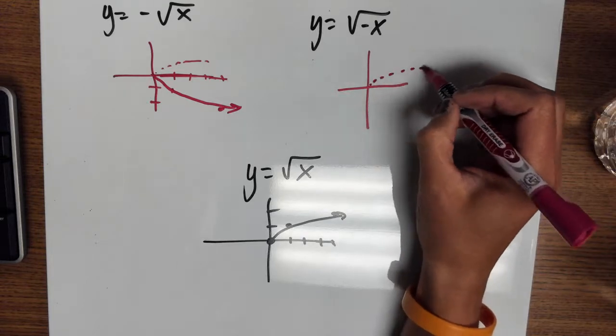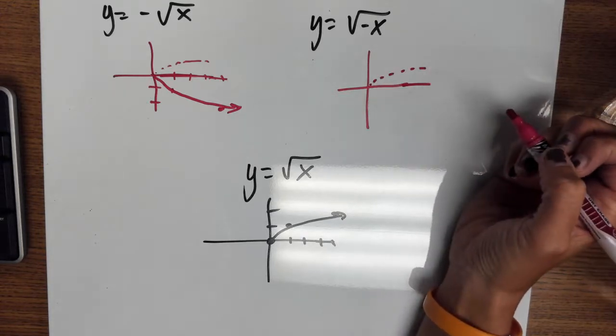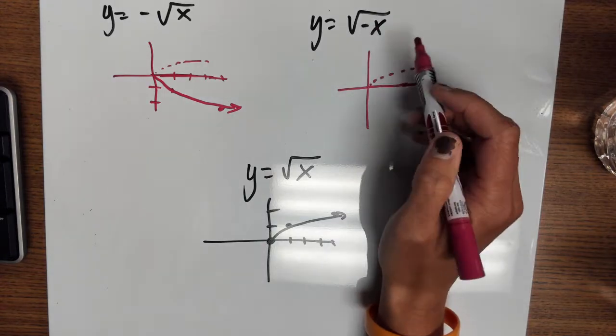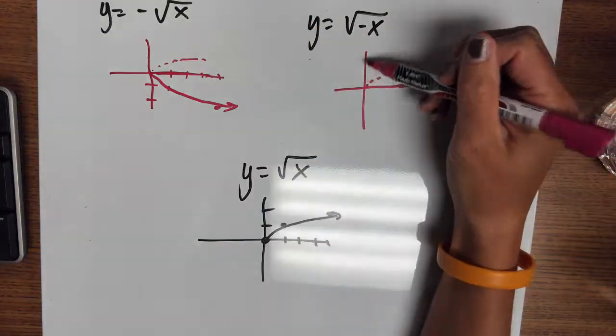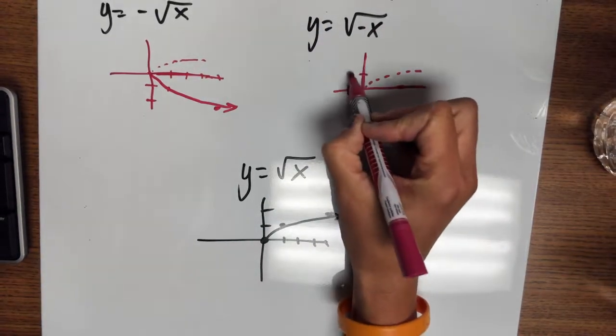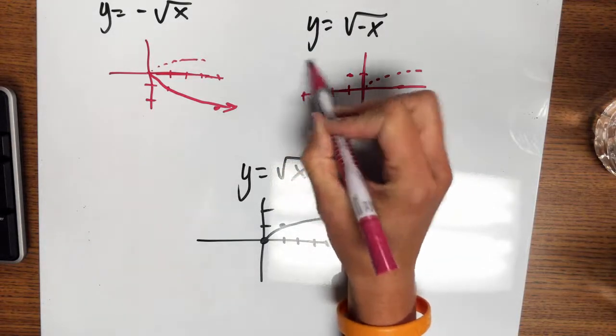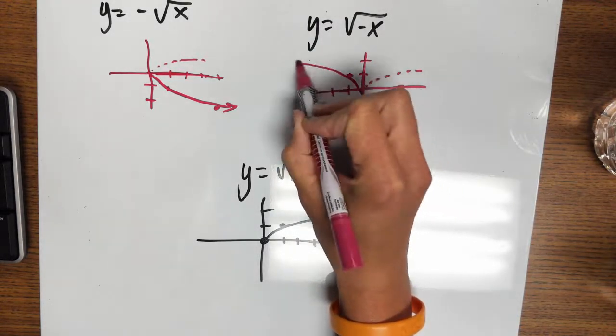Here's my positive square root graph right there. I've just dashed it. Inside the operation is going to flip it across the y-axis. So this one is going to go in the opposite direction. That is my transformation.